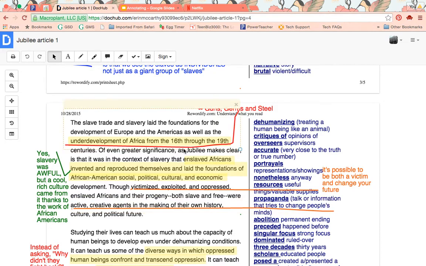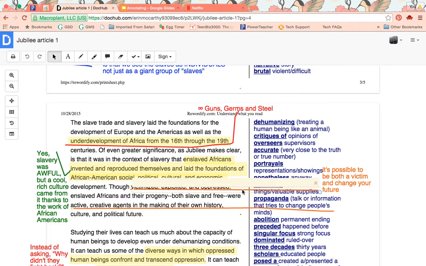All right, going on, here's another paragraph I thought was a good connection to Guns, Germs, and Steel when they talked about the underdevelopment of Africa and how that happened. So the book, they're saying, is different because what it does is it points out that in the context of slavery, Africans invented and reproduced themselves and laid the foundation for social, political, cultural, and economic development. So the point is, yes, slavery was awful, horrible, but this really cool, really rich culture came from it thanks to the work of African Americans.